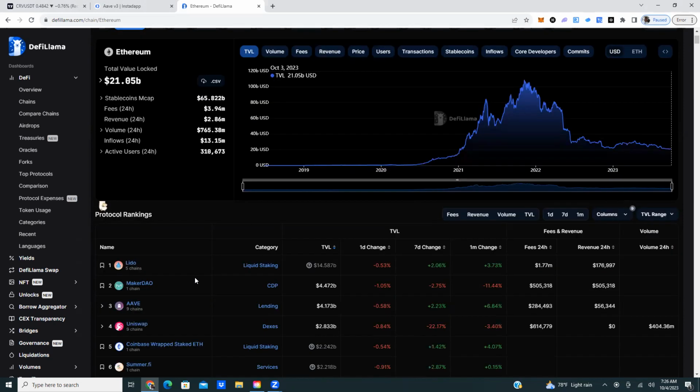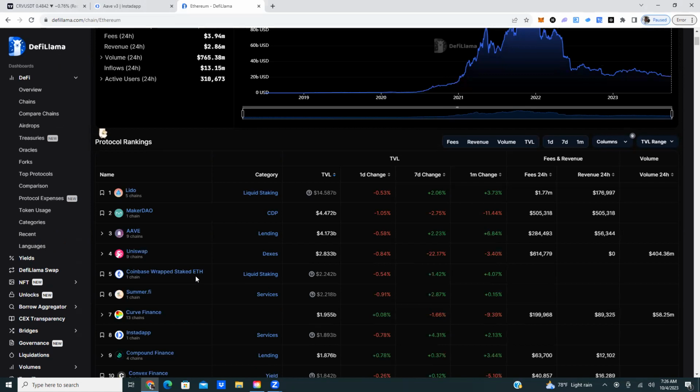So right now, the largest holder on DeFi when it comes to the Ethereum blockchain is Lido Finance. They currently have a total value locked of $14.58 billion. The second platform is MakerDAO, and they have $4.47 billion. The third platform is Aave, and they have $4.17 billion.